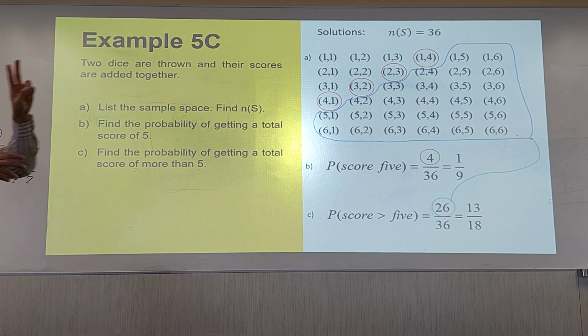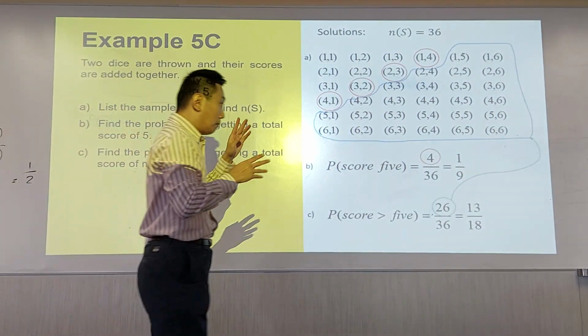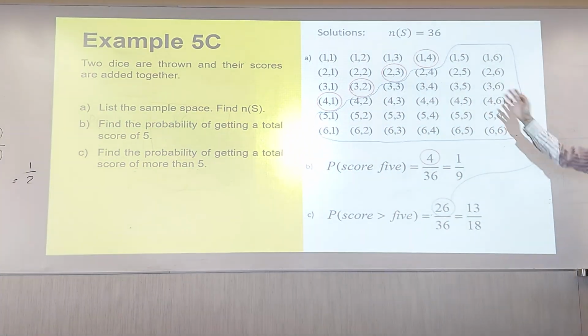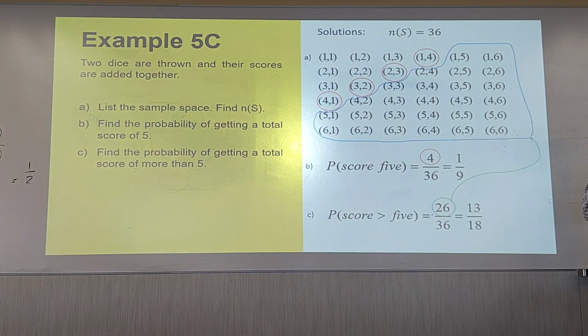So if the question involves two dice, my suggestion is to immediately list down these 36 possible outcomes. I repeat: if the question involves 2 dice, please try to list down the 36 possible outcomes. What is the meaning?